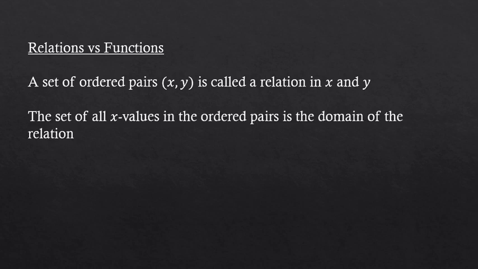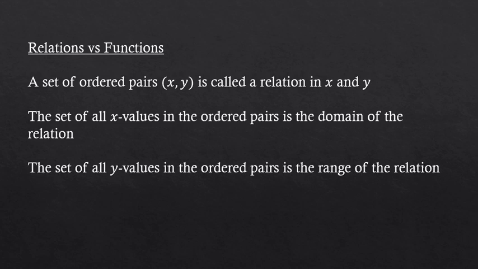The set of all x values in the ordered pairs is called the domain of this relation, and the set of all y values in the ordered pairs is called the range of the relation. Big thing is, domain is the set of all inputs, range is the set of all outputs that you have from your set of ordered pairs or your equation or your graph.